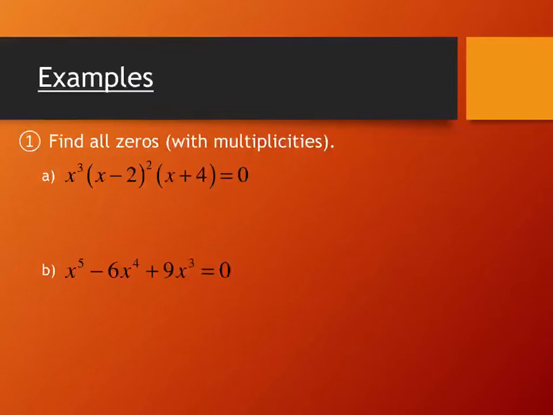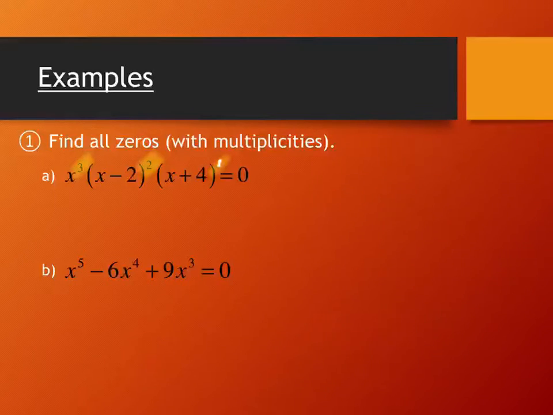Now, we're going to do a real straightforward one to start with, one that's already factored for us. x cubed times x minus 2 squared times x plus 4. And the reality is that the multiplicities come from their exponents. Okay, so there's no exponent over here. It's an understood 1. So those numbers and those exponent locations on the factors are my multiplicities.